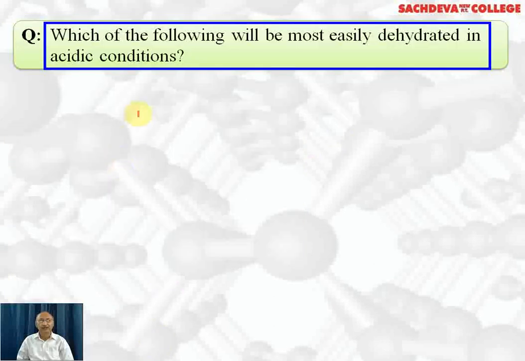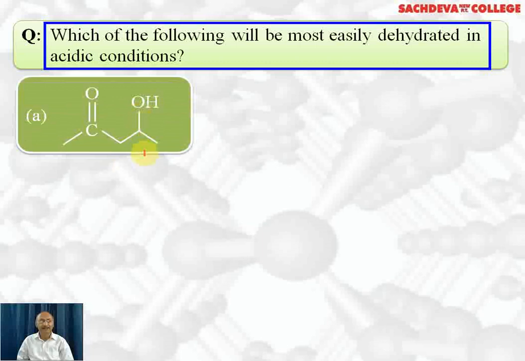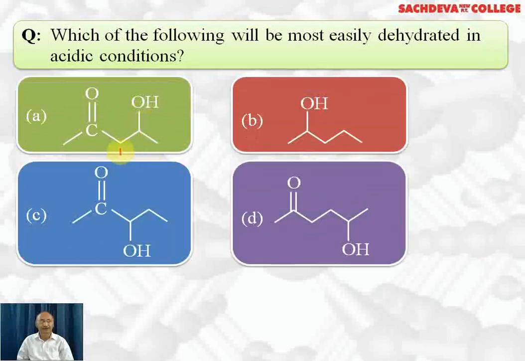Which of the following will be most easily dehydrated in acidic conditions? These are the options. Correct answer is A part. Why A part? Because it is a beta keto alcohol or beta hydroxyketone. Beta hydroxyketone can easily be dehydrated, H from here and OH from here. Water will be lost and a double bond will be formed here, which is in conjugation with the carbonyl group, and it is most stable. That is the reason A can be dehydrated more easily as compared to others.